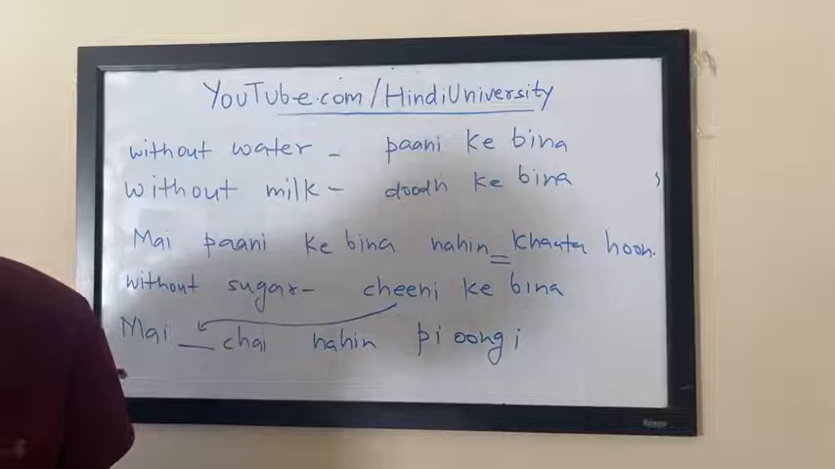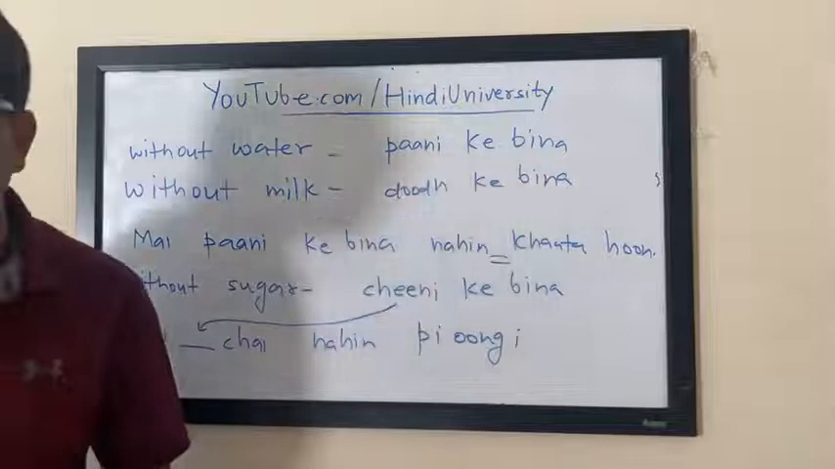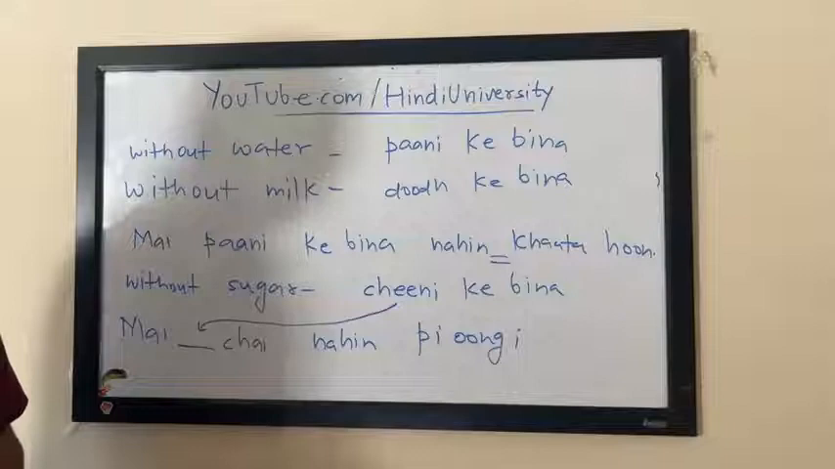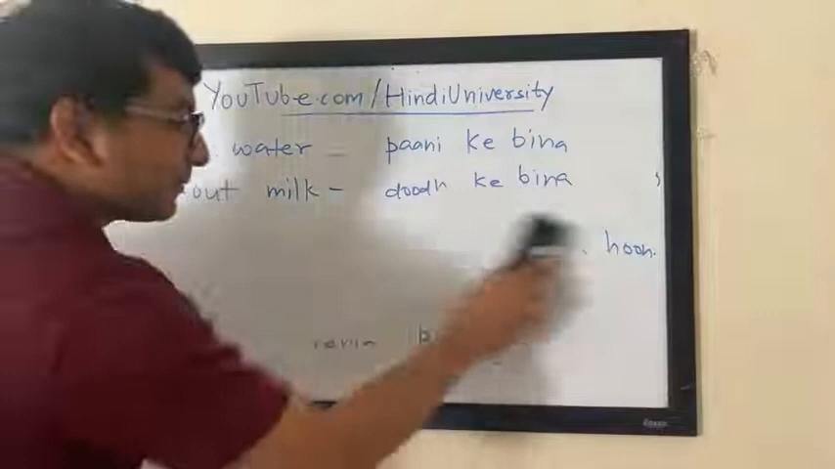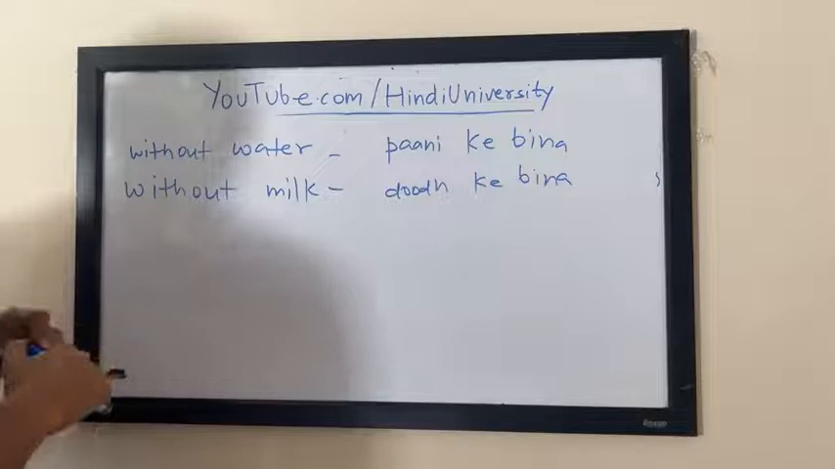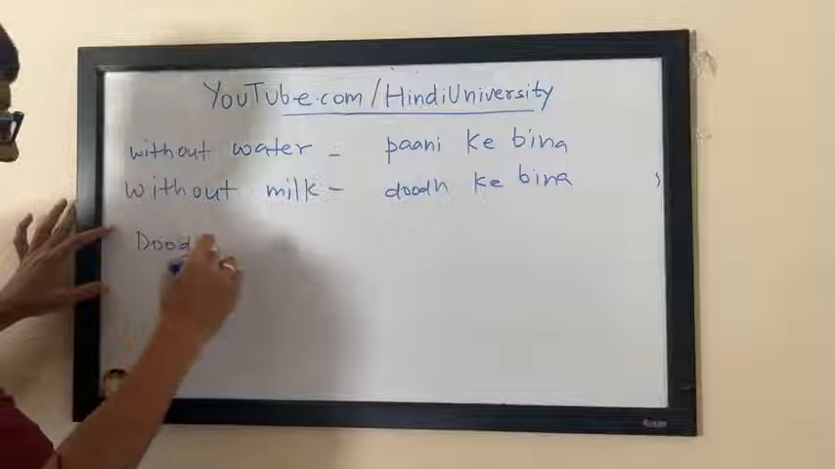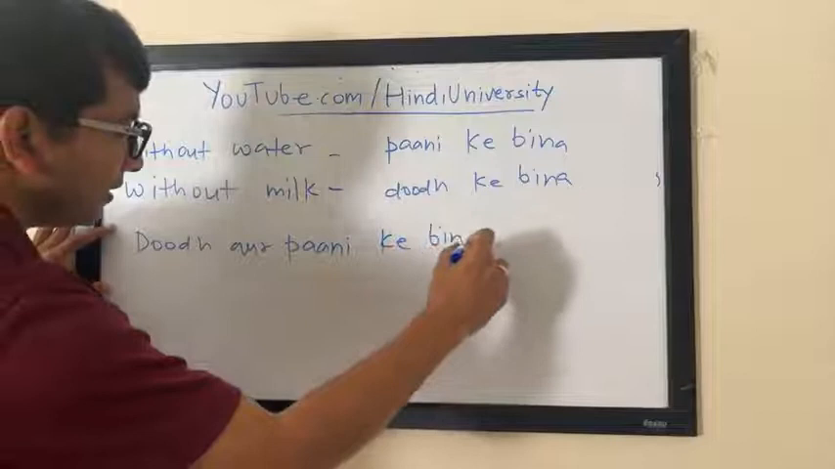Okay, anyone else would like to try? Can I try something, Ashu Ji? Yeah. I'm not sure whether it's correct. Yeah, please. Because if you add two things like doodh aur pani ke bina, chai nahi bana sakti or... Yeah, you can say that, right? I wasn't sure how to end the verb as sakti because it's about chai then. So let's write it down. Doodh aur pani ke bina. Chai nahi bana sakti.